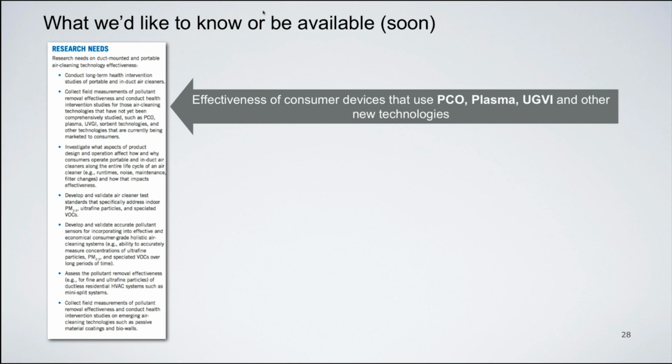basically plasma systems are things that use high voltages to break apart molecules. UGVI, that's ultraviolet energy to passivate or change the bacterial composition. PCO that converts, that helps convert some long volatile organics to shorter volatile organics. Well, we'd like to know more about the effectiveness of those devices. How well do they accomplish the tasks that they advertise as accomplishing? So we'd like to know about how to measure that effectiveness.